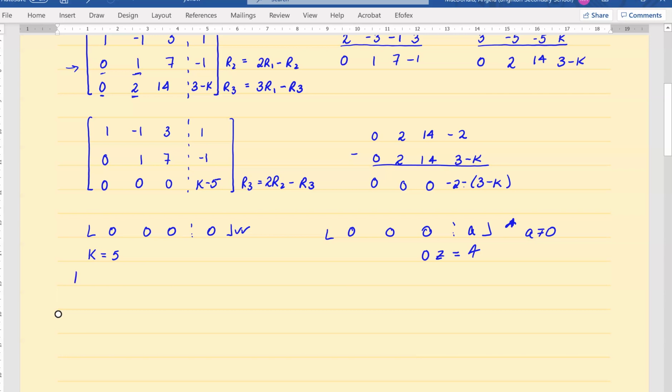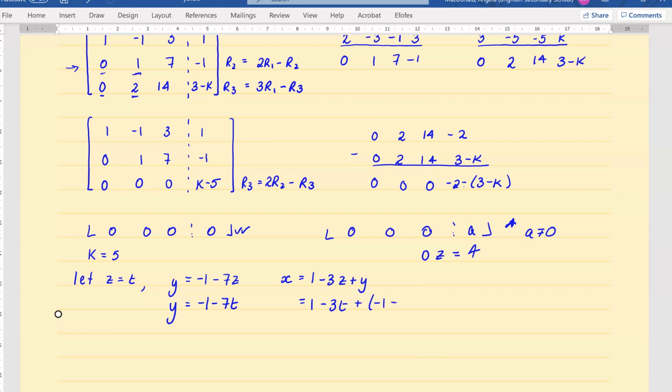So we're going to have to say let z equal t. Therefore, we've got y equals minus 1 take 7z. So in other words, y equals minus 1 take 7t. And to get x is 1 take 3z plus y. So 1 take 3t plus minus 1 take 7t. Sounded like I said 70 then, didn't it? 1 minus 1 gone, minus 3 take 7, so we get minus 10t.